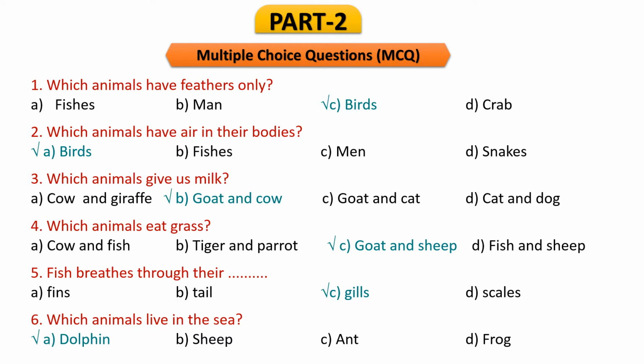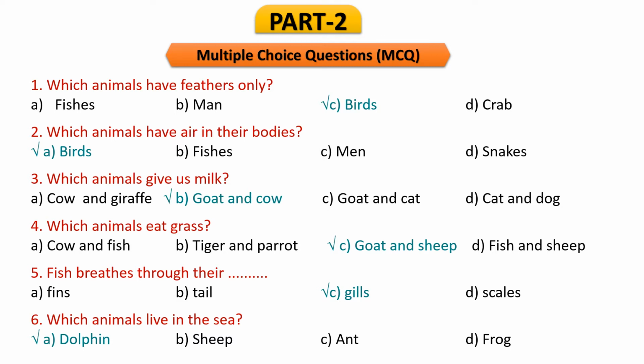Here in number 1, which animals have feathers only? There are 4 options. Option A says fish. We know that fish doesn't have feathers. Option B is man, and we also know that man doesn't have feathers. Option C is birds. We know birds have feathers. And option D is crab, and we know that crab doesn't have feathers. So the answer is C, and we will tick beside the C.